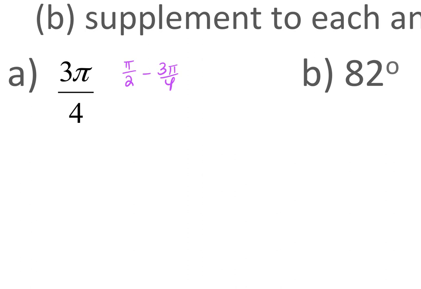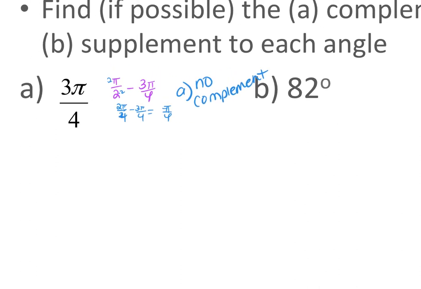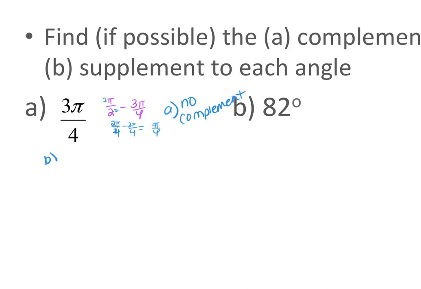But if you don't, I'm going to change this. So it'd be 2 pi over 4 minus 3 pi over 4, which is negative pi over 4. And a complement cannot be negative. So for A, we would say no complement. And then B is pi minus 3 pi over 4. Pi becomes 4 pi over 4 minus 3 pi over 4, or pi over 4. That's the supplement.